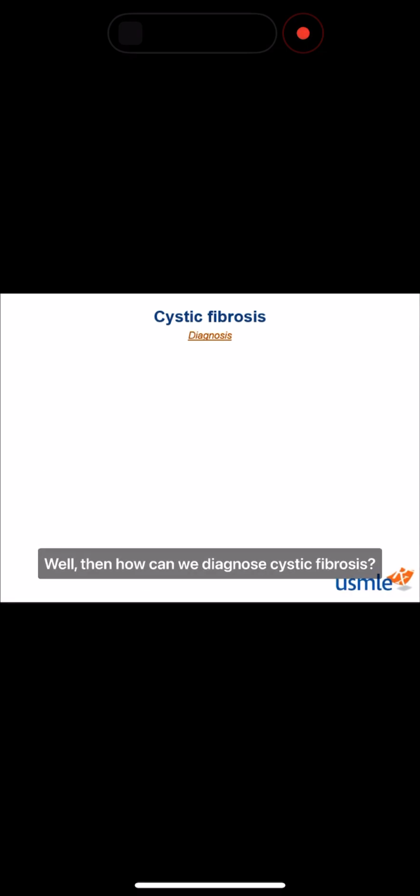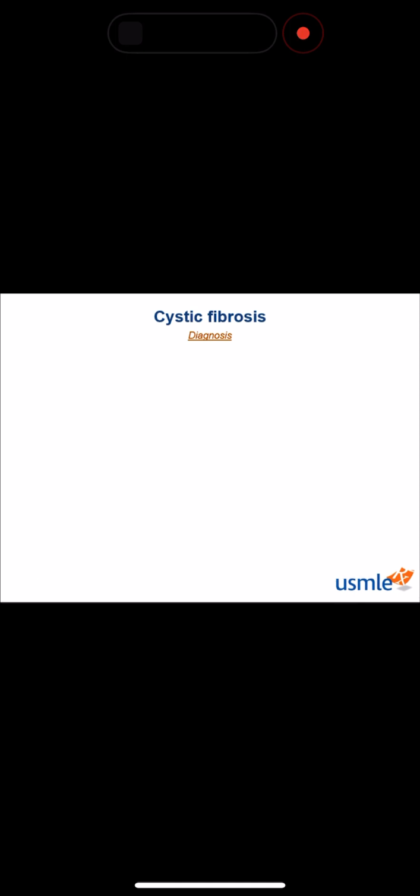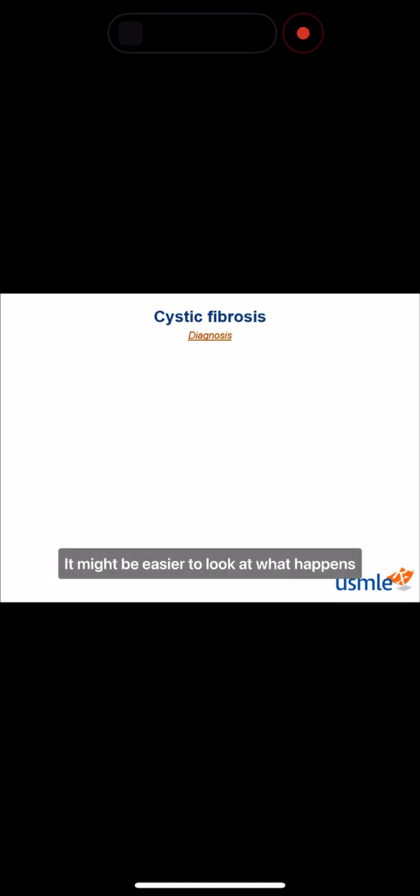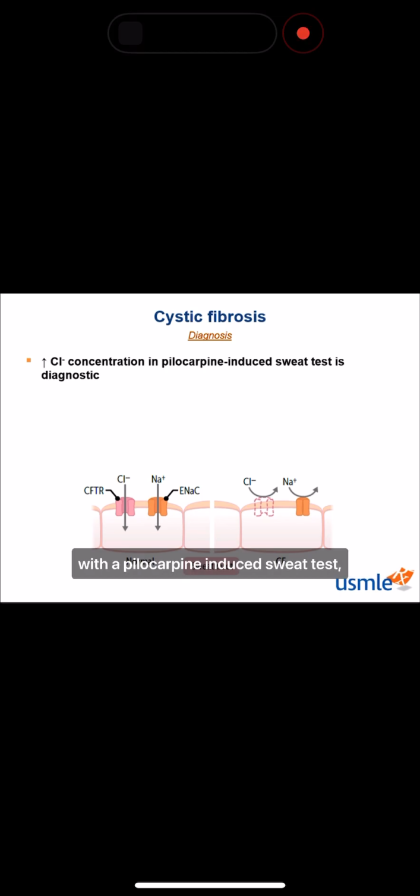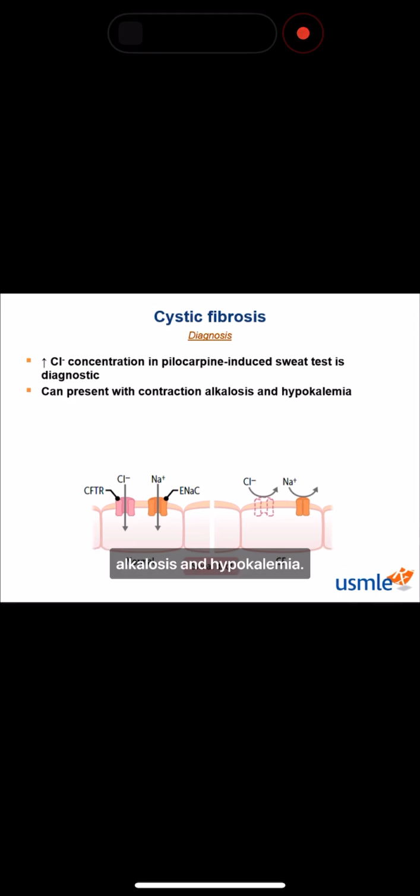Well then, how can we diagnose cystic fibrosis? It might be easier to look at what happens with our sweat, like in this image. An increased chloride concentration can be detected with a pilocarpine-induced sweat test, which is diagnostic for cystic fibrosis. Patients can present with contraction alkalosis and hypokalemia.